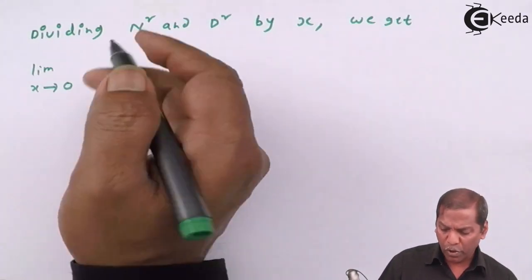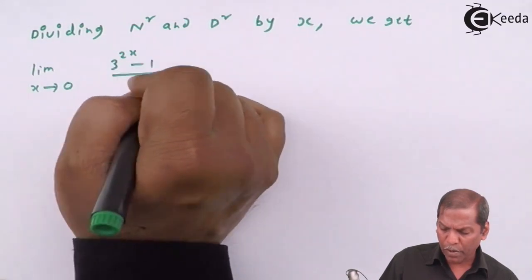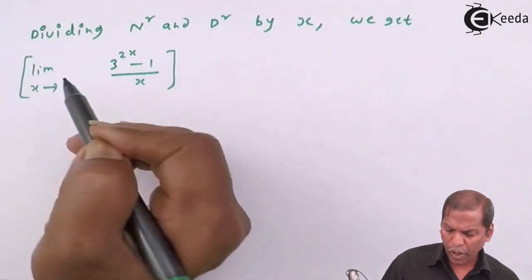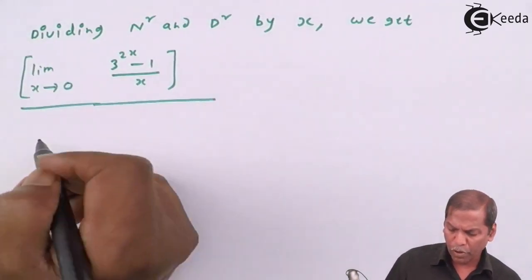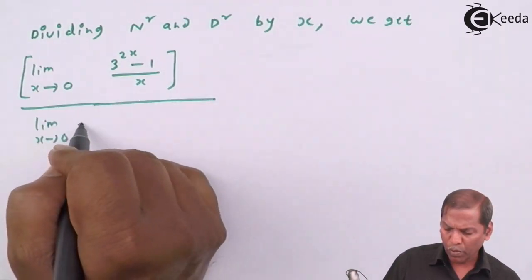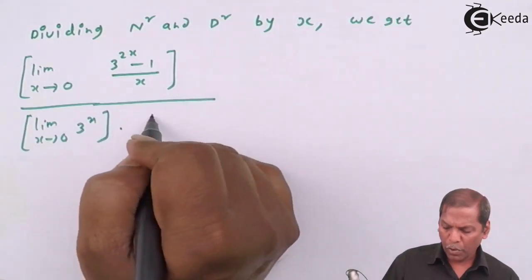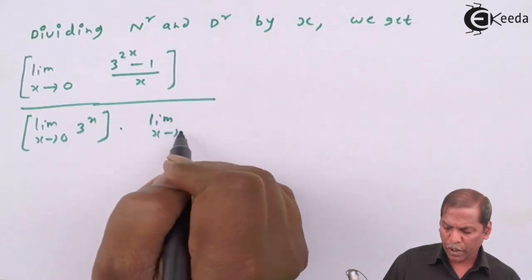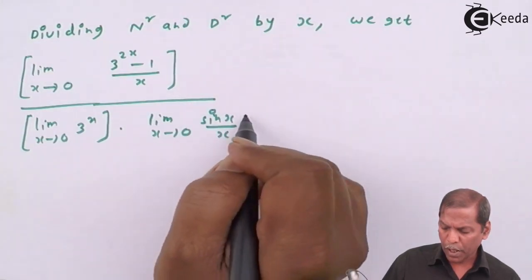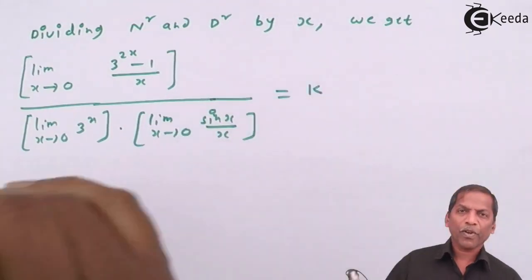Limit x tends to 0, (3 raised to x minus 1) upon x in the numerator, upon limit x tends to 0, 3 raised x, into limit x tends to 0, sin x upon x, and that equal to k.